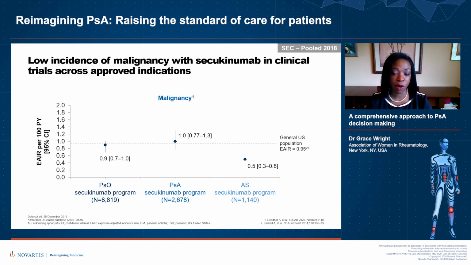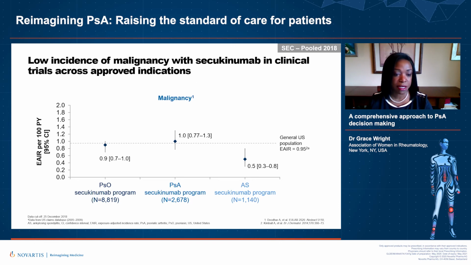Looking at the secukinumab trials, again, this is pooled data through 2018, looking at the psoriasis, psoriatic arthritis, and ankylosing spondylitis programs. What you see as a reference in the dashed horizontal line is a general US population with an exposure adjusted rate of 0.95, and the malignancy rates across these three populations, in fact, were 0.9, 1.0, and 0.5.